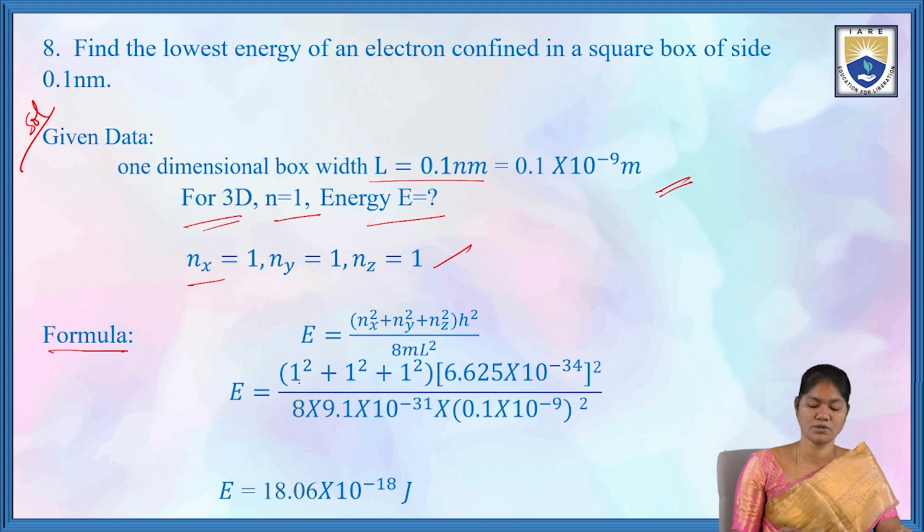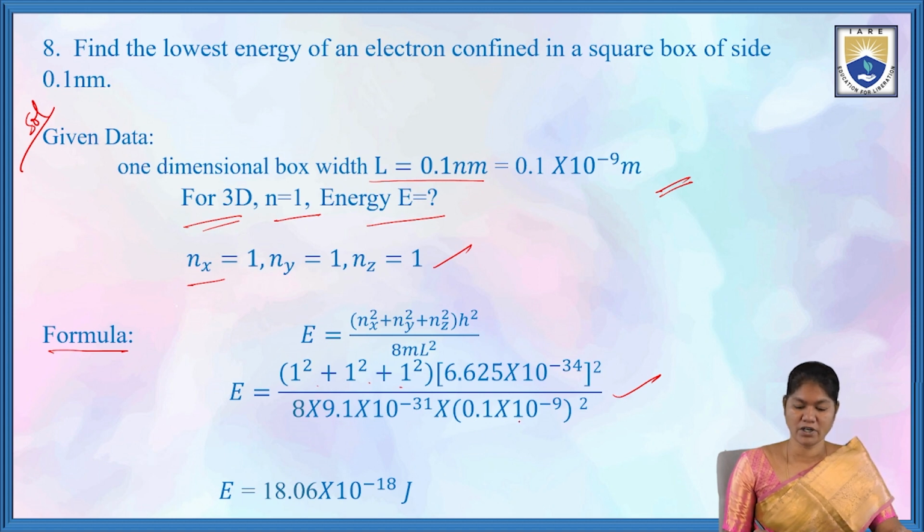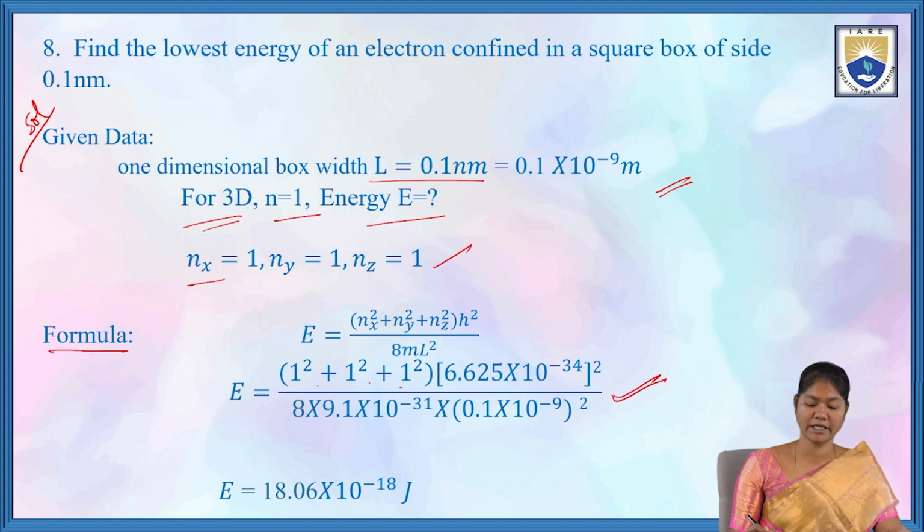So as we know nx is equal to 1, ny is equal to 1, nz is equal to 1, substituting, E is equal to 1 square plus 1 square plus 1 square into 6.625 into 10 power minus 34 whole square divided by 8 into 9.1 into 10 power minus 31 into 0.1 into 10 power minus 9 whole square. So calculating these values, the lowest energy of the electron, E, is equal to 18.06 into 10 power minus 18 joule.